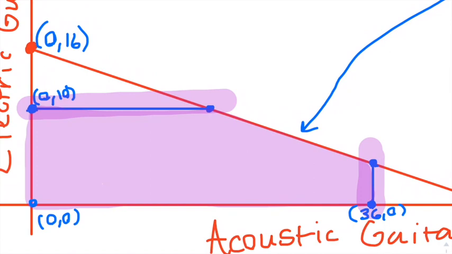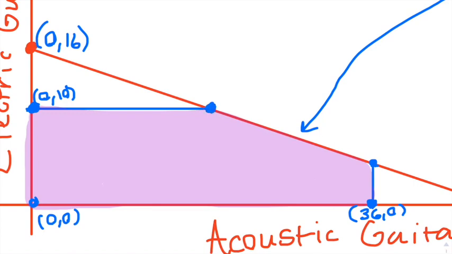And this part, highlighted here in purple, is the feasible region. Those are all the different combinations of guitars that we can make here. We can make 0 guitars of each. You can make at most 36 acoustic guitars. You can make at most 10 electric guitars.